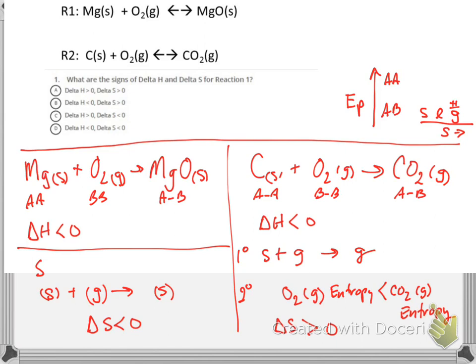So when there's the same number of gas particles, we include complexity and mass. So CO2 here is much heavier than O2. So we would pick delta S as greater than 0. That means for R1, the answer is D. And what was not asked for, but we can assign R2 now, is R2 would be B. It would be exothermic, but delta S is greater than 0. So they're different. They're the same sign of delta H, but they have different delta S's.